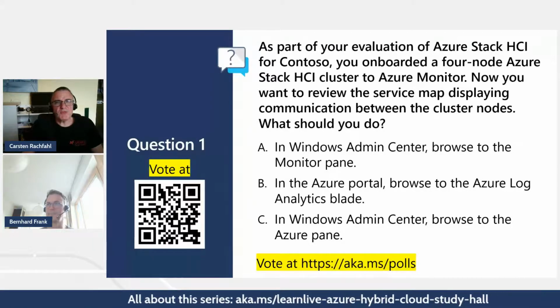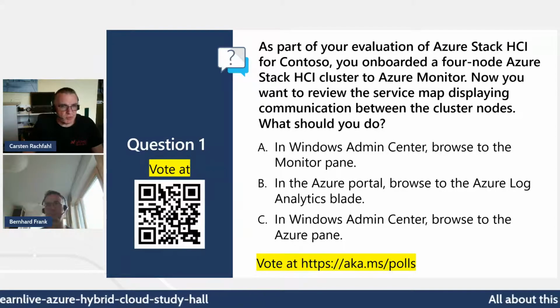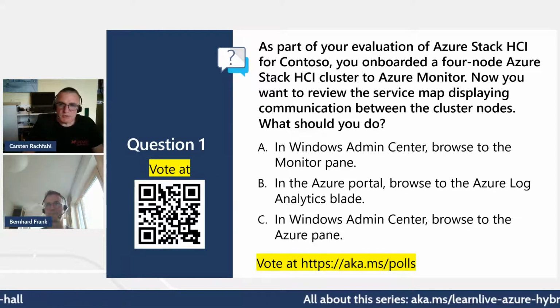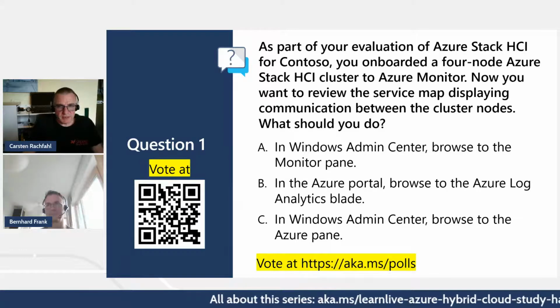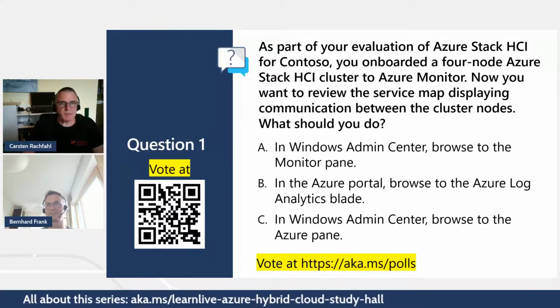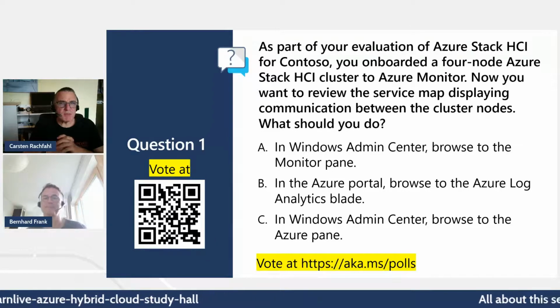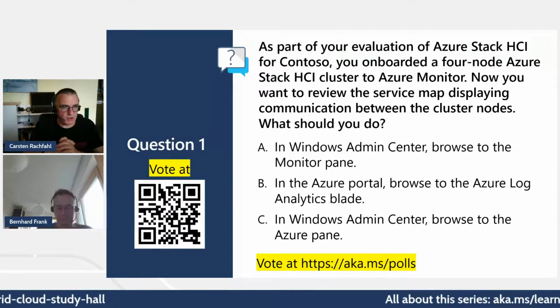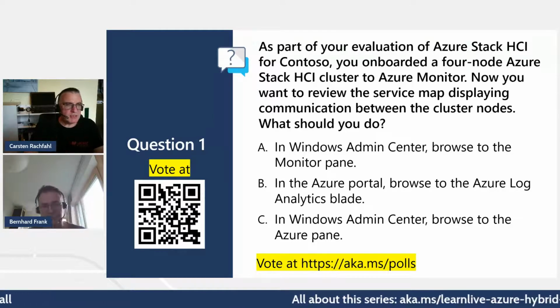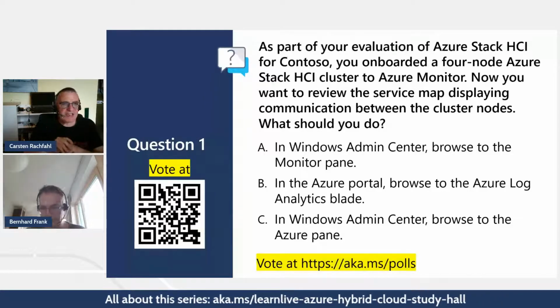So we have three proposed answers. A, in Windows Admin Center, browse to the monitor pane. We have seen that, right? B, in Azure Portal, browse to the Azure Log Analytics blade. C, in Windows Admin Center, browse to the Azure pane. So to be clear, the question is about the service map displaying communication. We talked about that, where you can see which port is used between the different things, right?